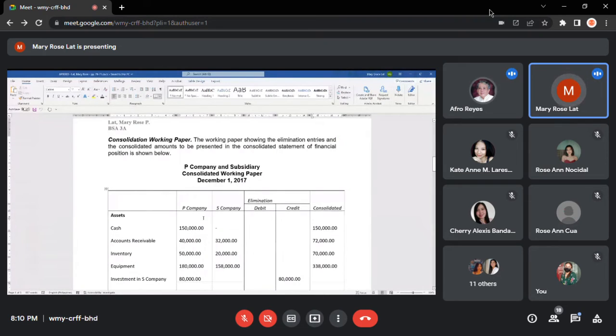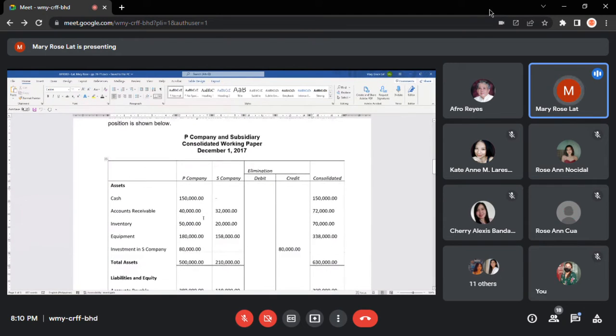Consolidation working paper. The working paper showing the elimination entries and the consolidated amounts to be presented in the consolidated statement of financial position is shown below. P Company and subsidiary consolidated working paper, December 1, 2017.